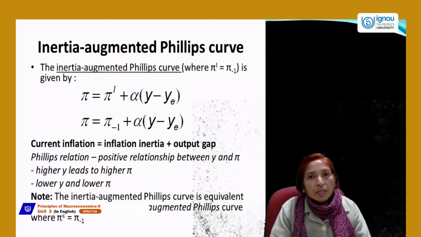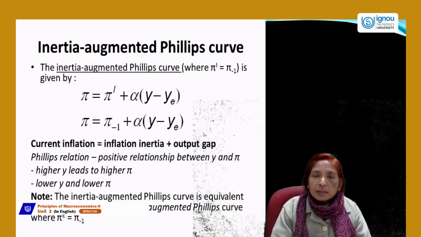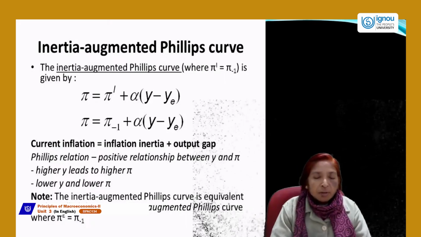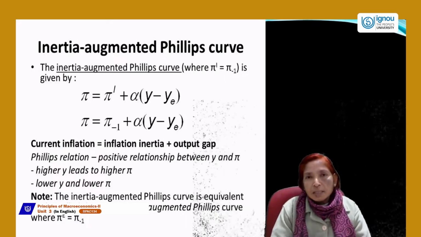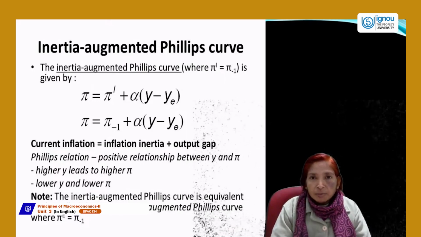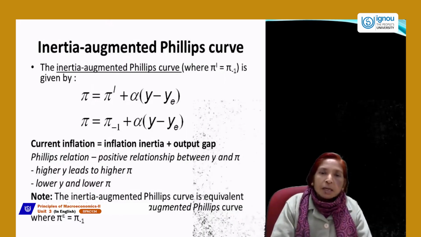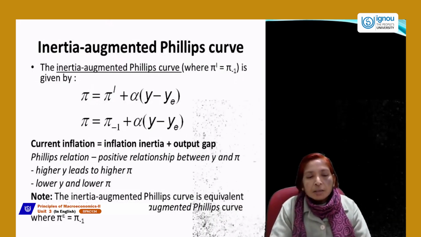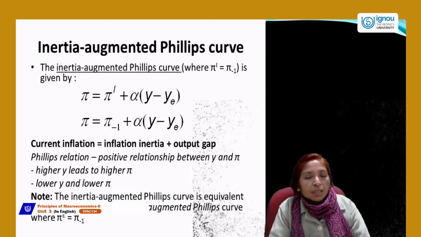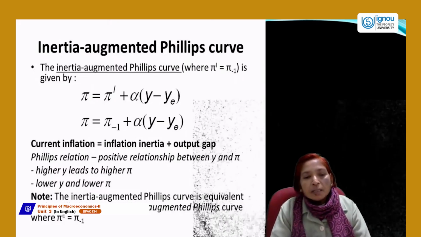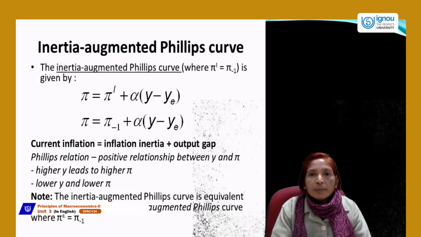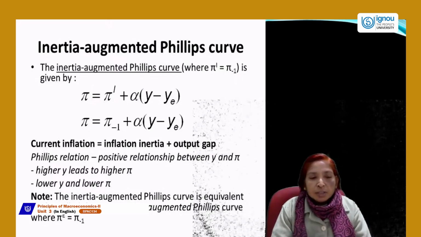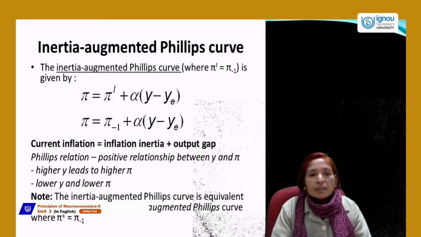And there is a negative relationship between wage inflation and unemployment. If inflation increases, unemployment falls. If inflation falls, unemployment increases. And this trade-off between inflation and unemployment exists only in the short run, not in the long run. So this inertia augmented Phillips curve is equivalent to, also called, the expectation augmented Phillips curve, where expected inflation is equal to previous inflation.